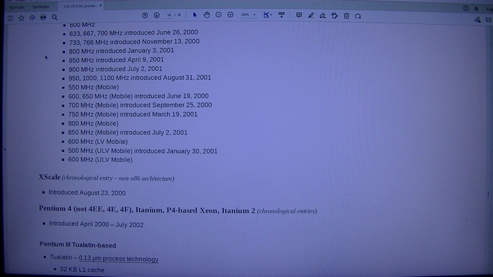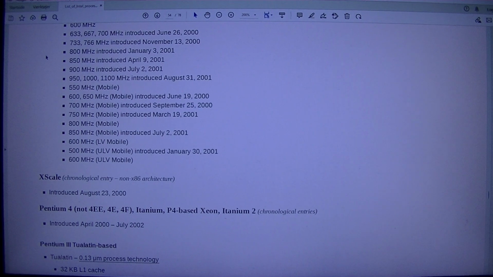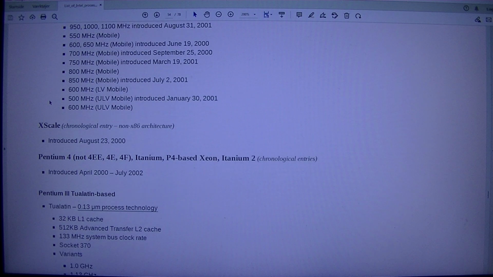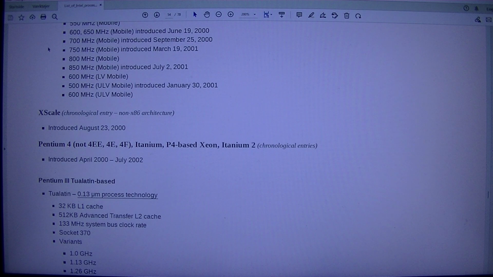850 MHz, introduced the 9th of April, 2001. 900 MHz, introduced the 2nd of July, 2001. 950, 1000, 1100 MHz, introduced the 31st of August, 2001. 550 MHz, mobile. 600, 650 MHz, mobile, introduced the 19th of June, 2000. 700 MHz, mobile, introduced the 25th of September, 2000.